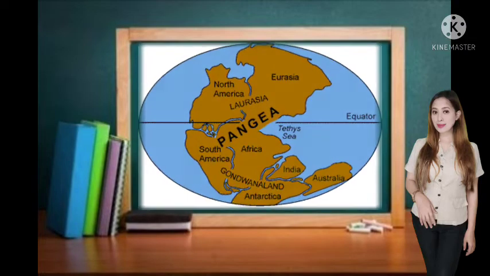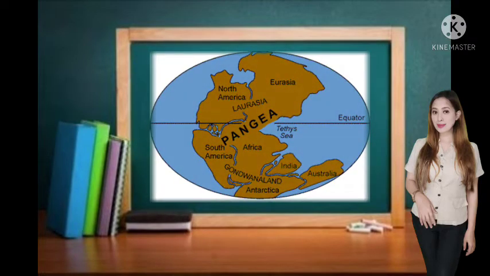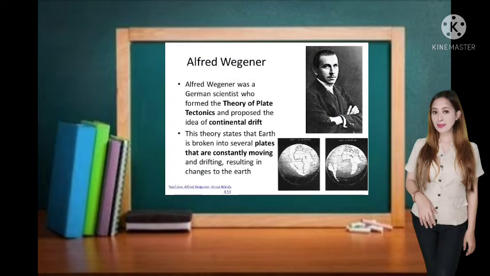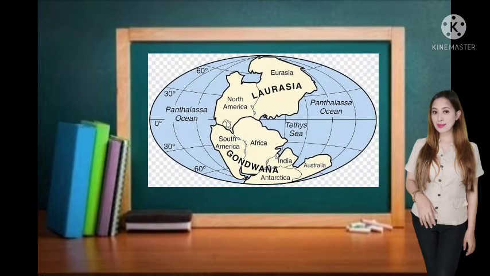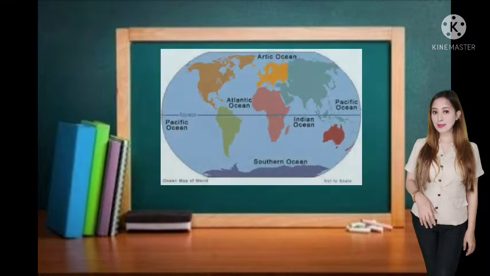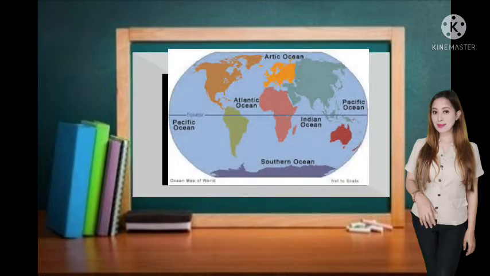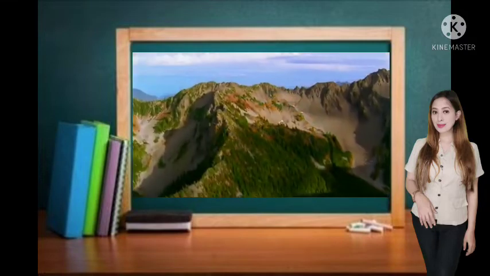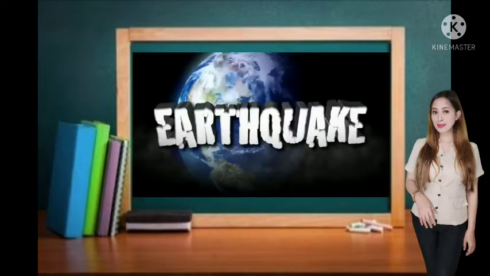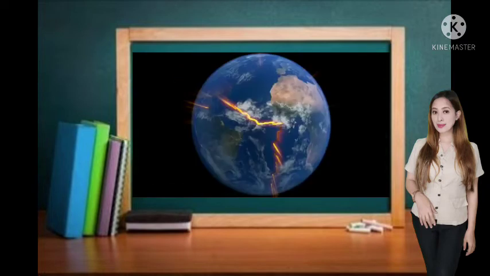Did you know that all the 7 continents of the Earth were once joined together like pieces of a jigsaw puzzle? Alfred Wegener was a German scientist who formed the theory of plate tectonics and proposed the idea of the continental drift theory. This theory states that the Earth is broken into several plates that are constantly moving and drifting, resulting in some changes of the Earth. After some time, the dramatic changes that we see in the Earth's crust, like the mountain ranges, new islands, or earthquakes, occur along the plate boundaries.